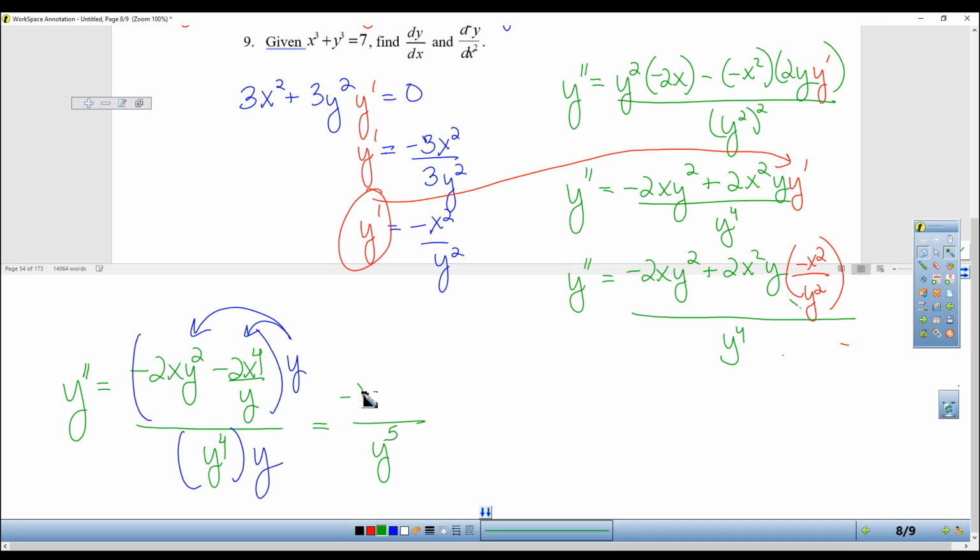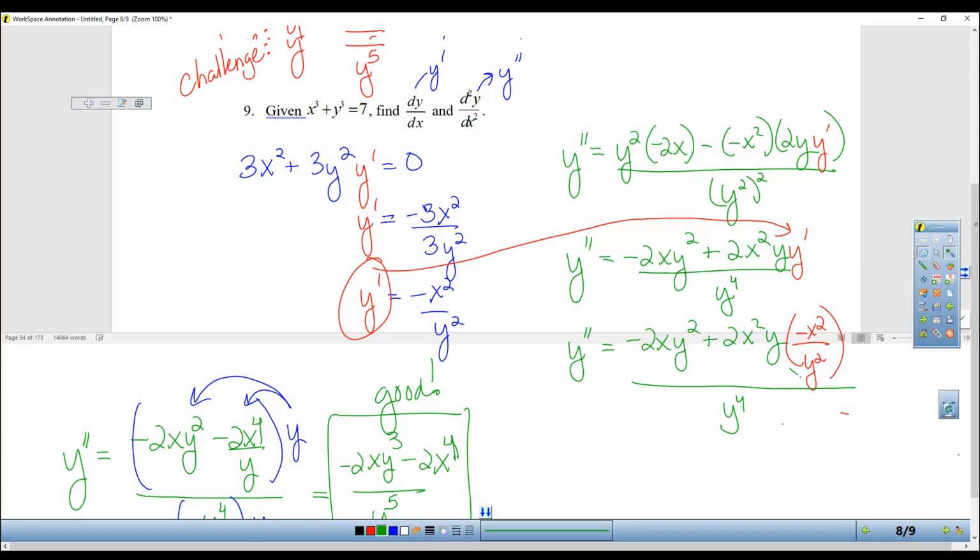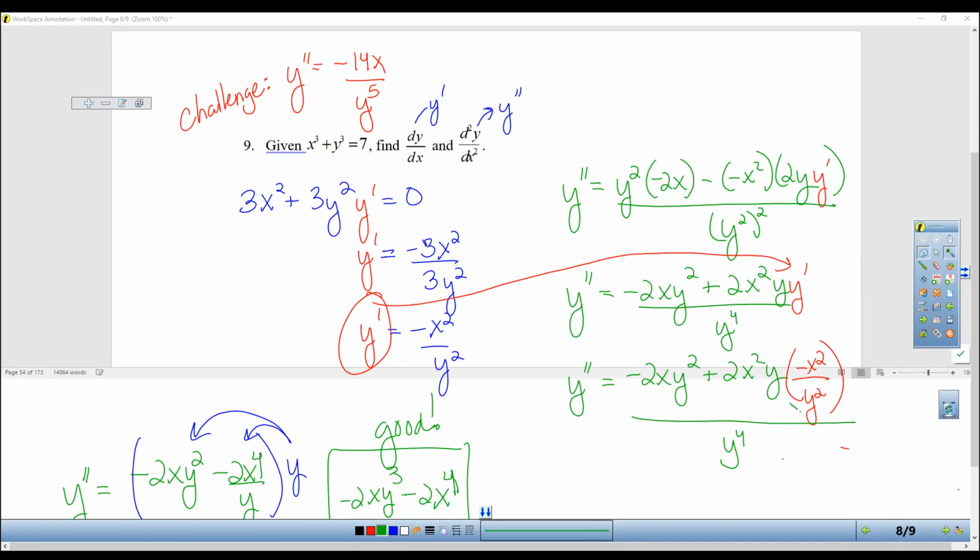But on the other one, you are going to get negative 2xy to the third minus 2x to the fourth. So I would accept this answer. This is a good answer. The challenge in this one is figuring out how you got the answer that I stated right in the beginning, that negative 14x over y to the fifth.